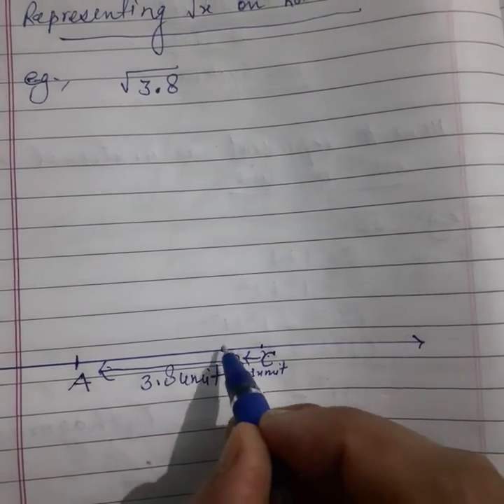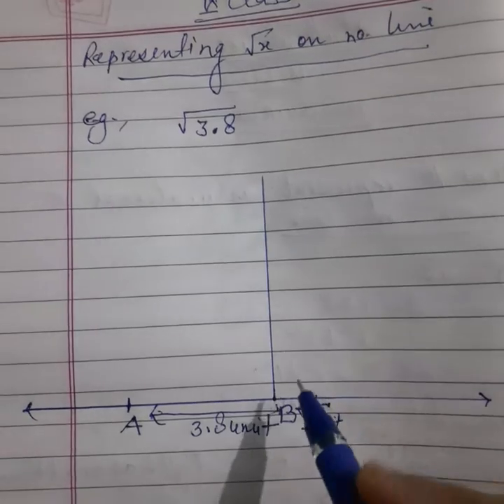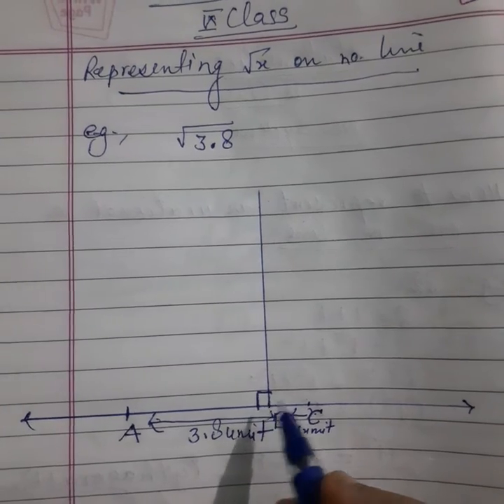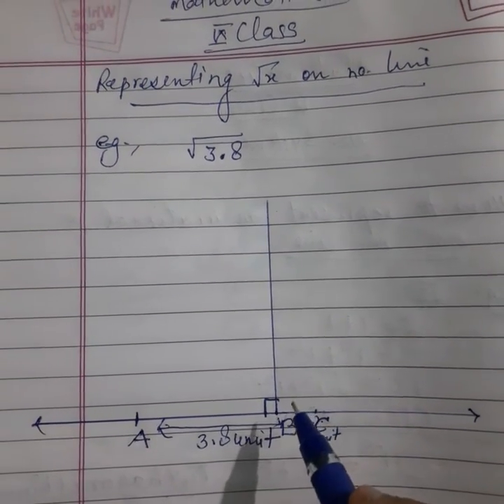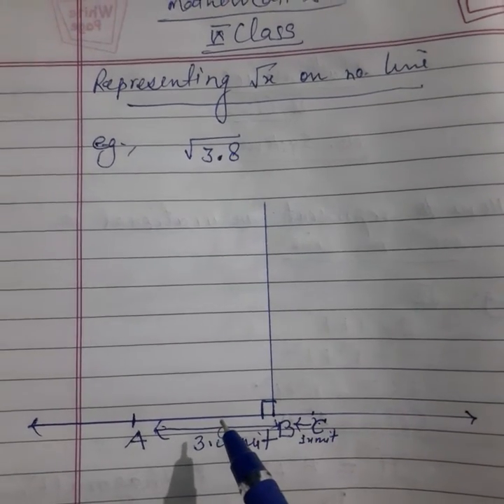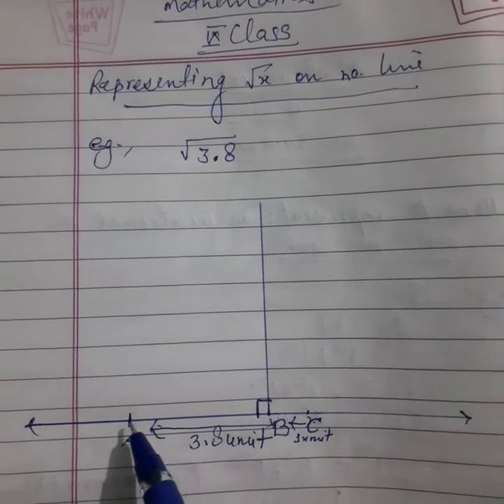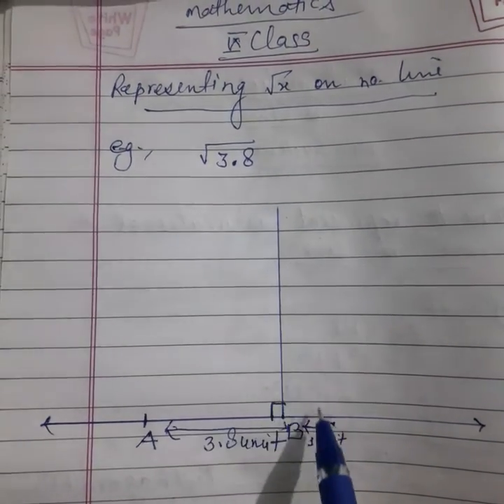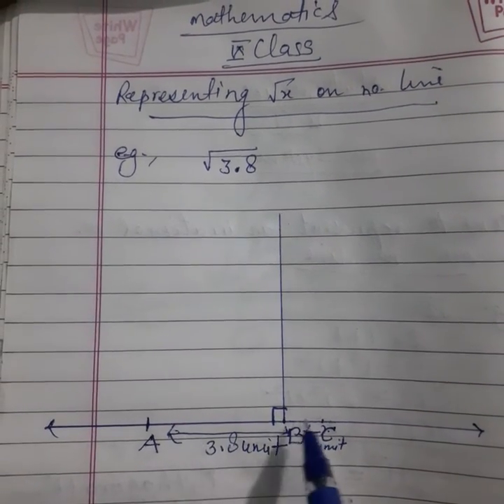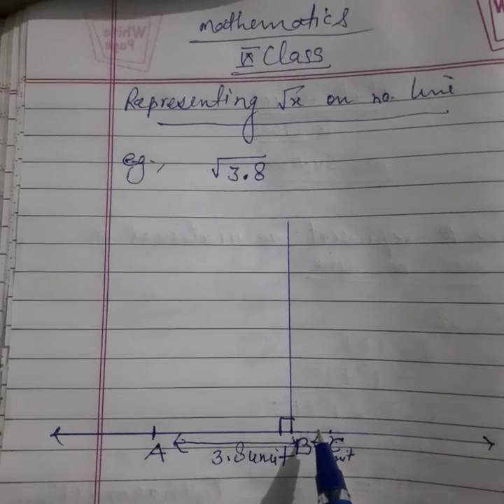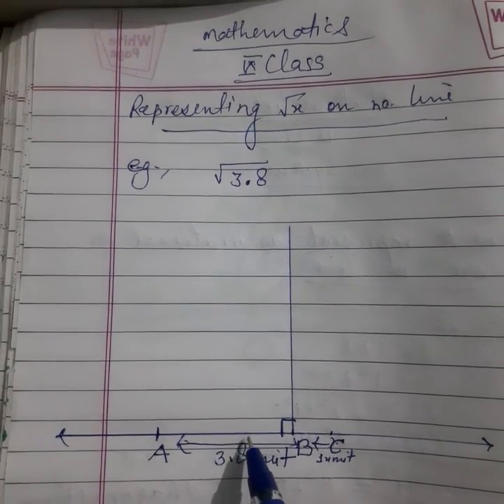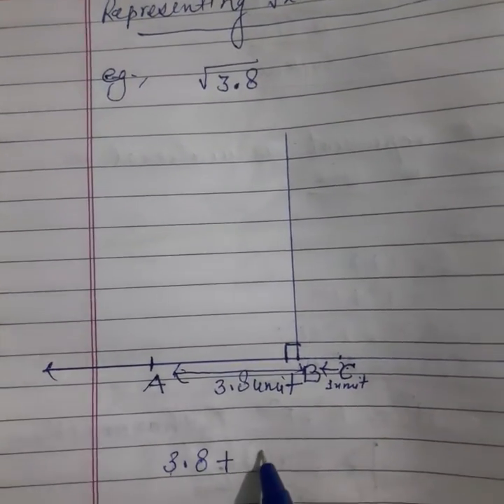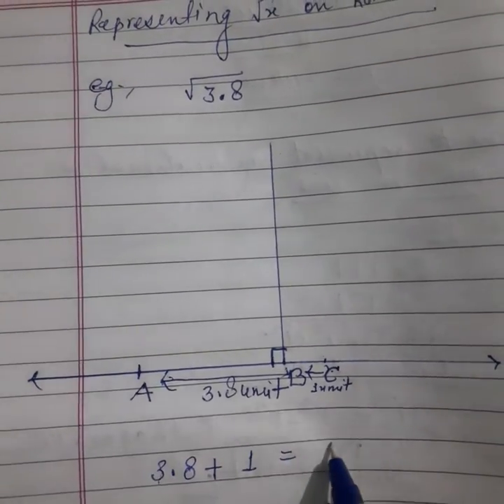Now at point B, draw a perpendicular. I have drawn this perpendicular. You can draw a perpendicular by using a protractor also, and by using a compass also. It will be better if you use a compass, but no problem, use a protractor also. Now what will you do? Take diameter AC and make a semicircle with diameter AC. But to make a semicircle with diameter AC, first we have to find the midpoint O. And the midpoint will be what? It will be your 3.8 plus 1 unit, it will be your 4.8.